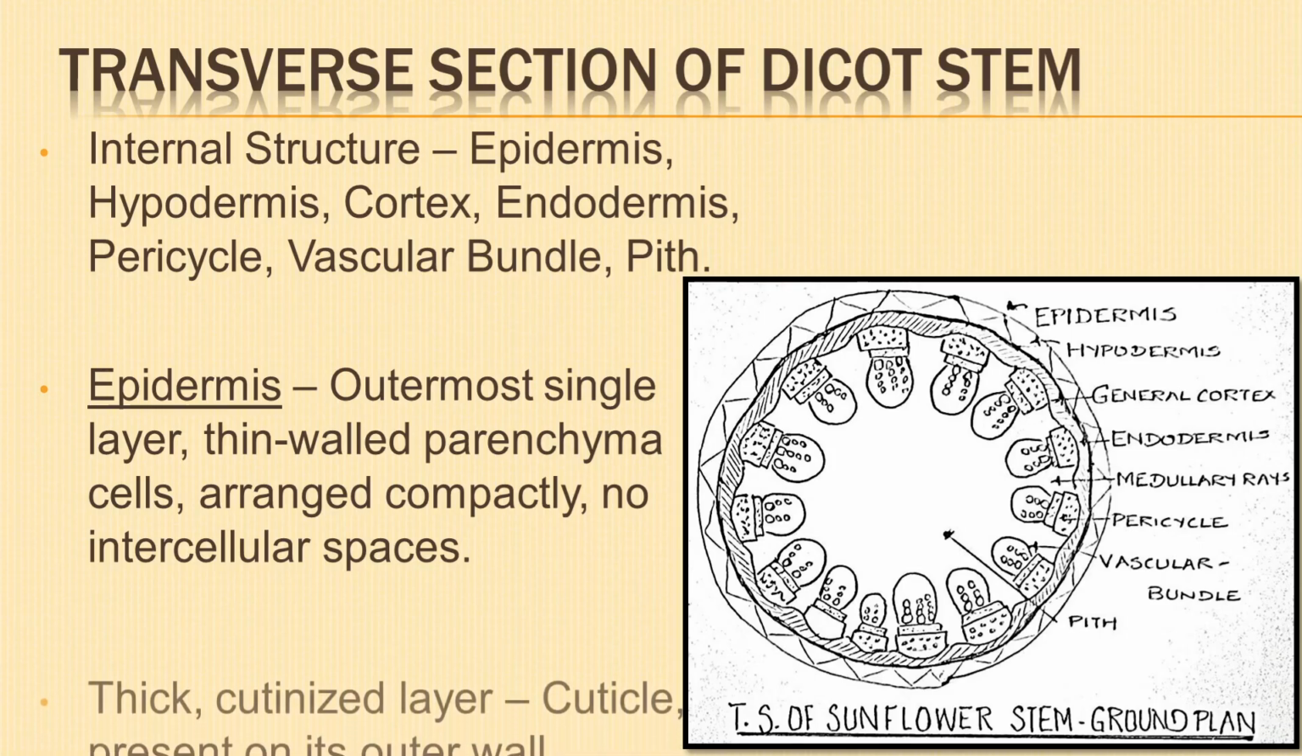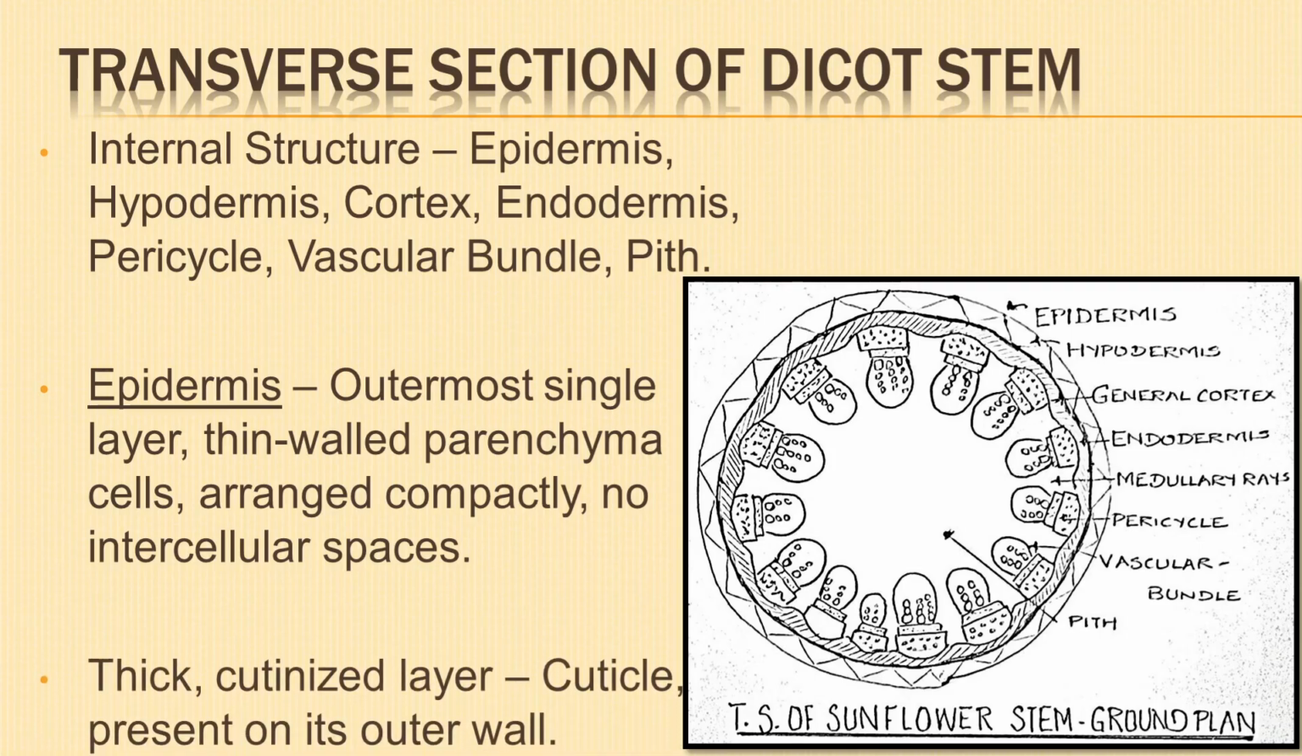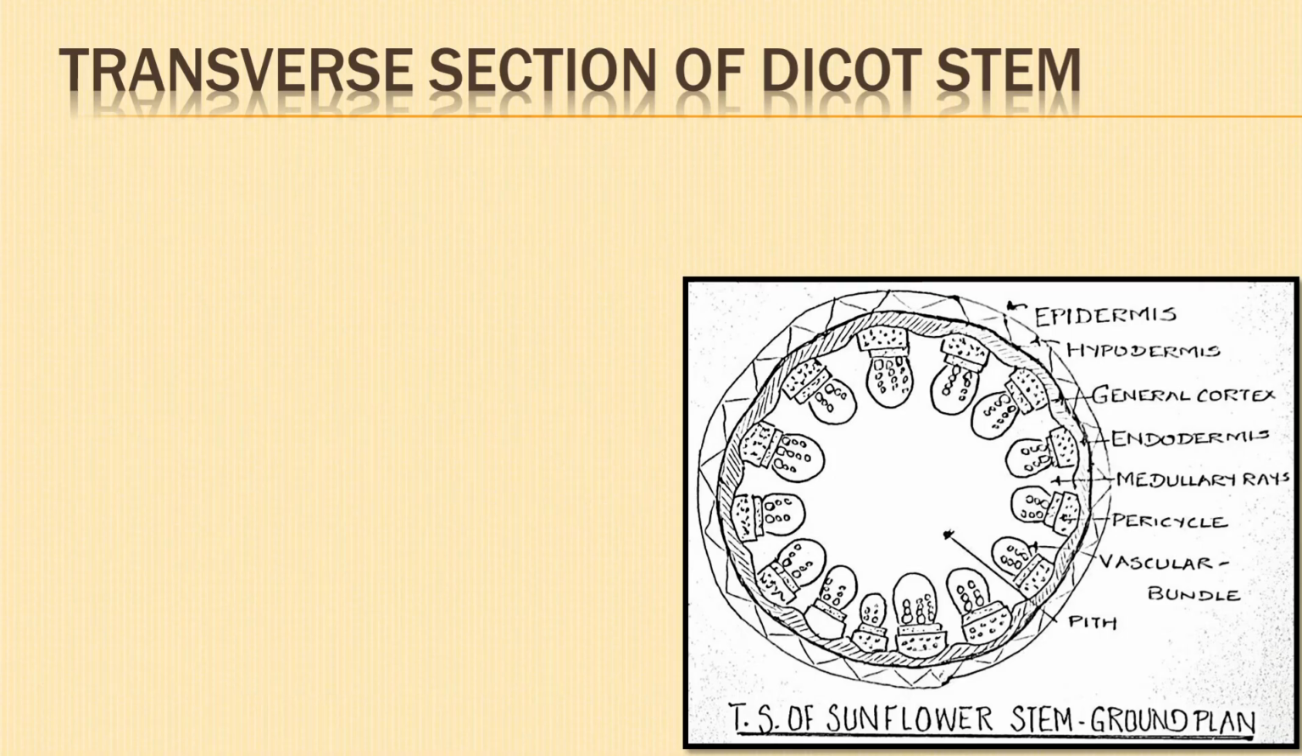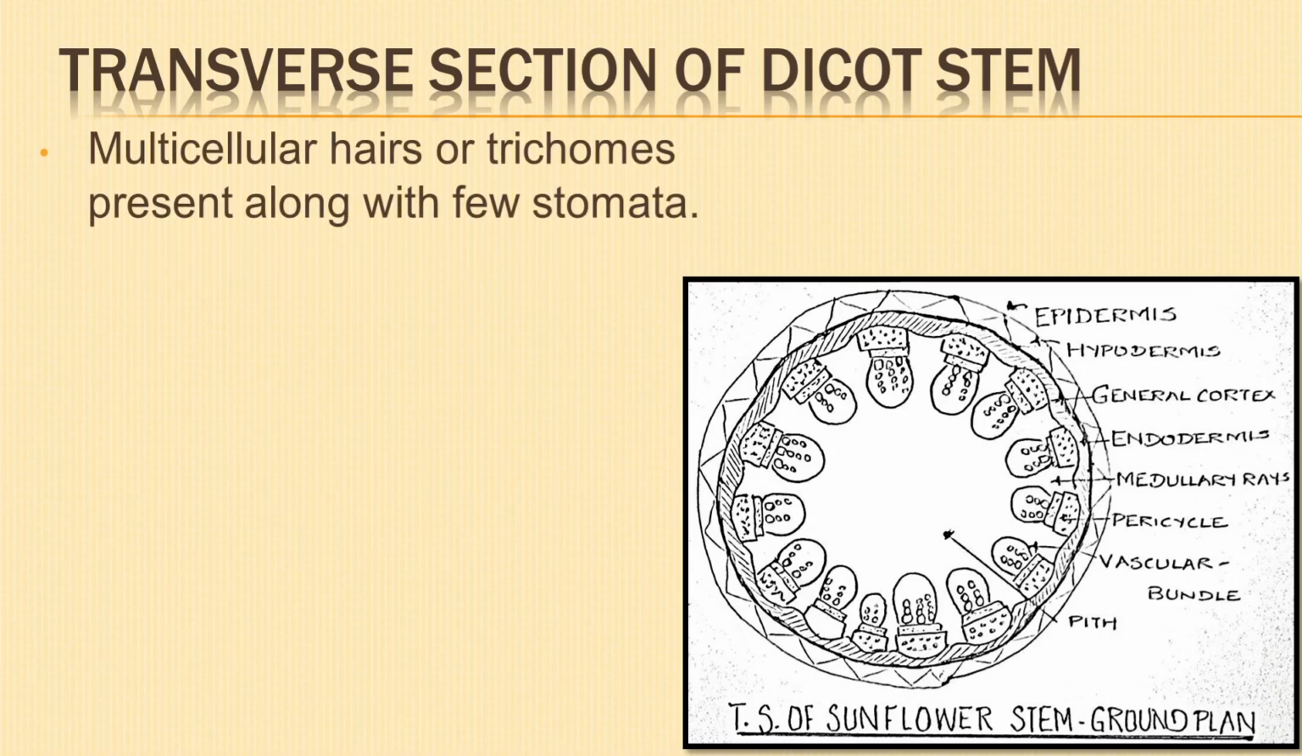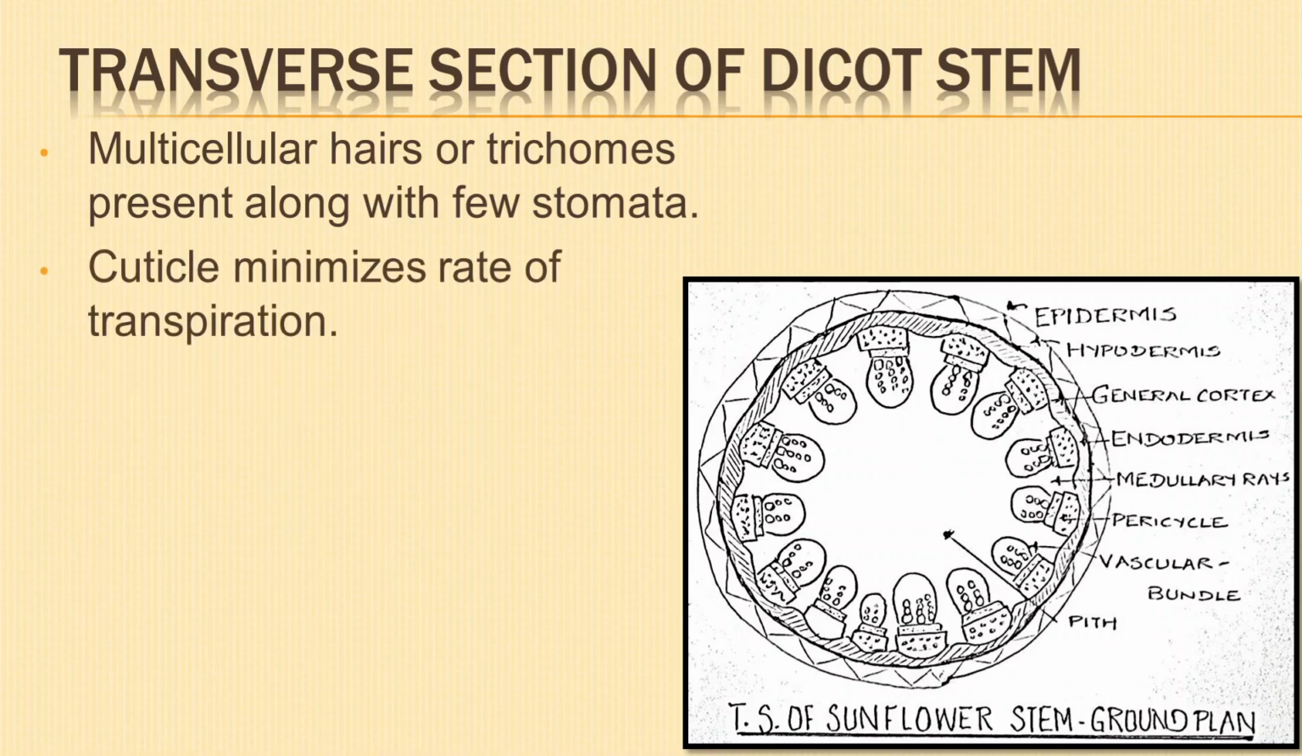The outer walls of the epidermal cells have a thick cutinized layer called cuticle. The cells of the epidermis do not have chlorophyll, but some cells are modified to form multicellular hairs or trichomes. Epidermis shows the presence of a few stomata. The thick cuticle minimizes the rate of transpiration.